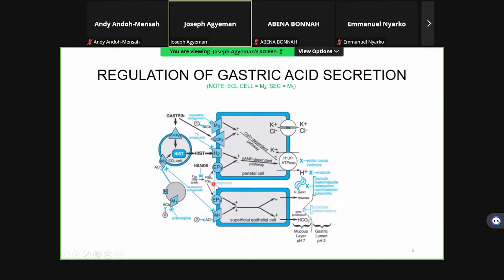So prostaglandins are very, very important. They can block acid release. They can help cause the release of mucus that protects the lining, and also cause the release of bicarbonate that can help neutralize the acid that has been released.